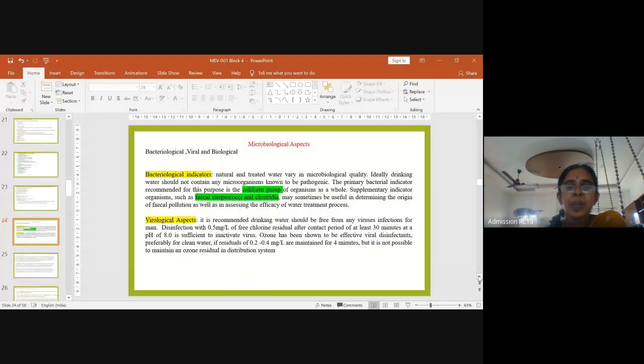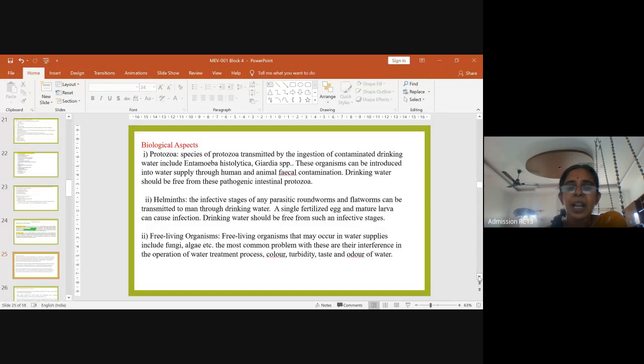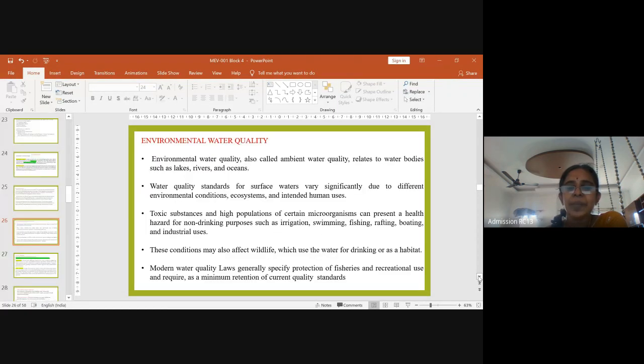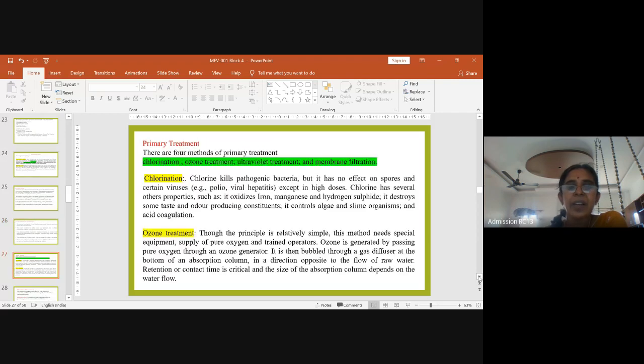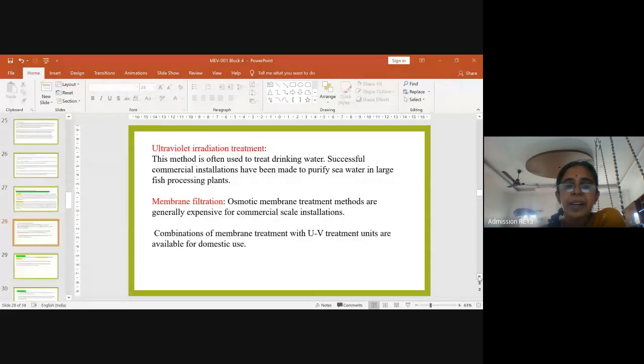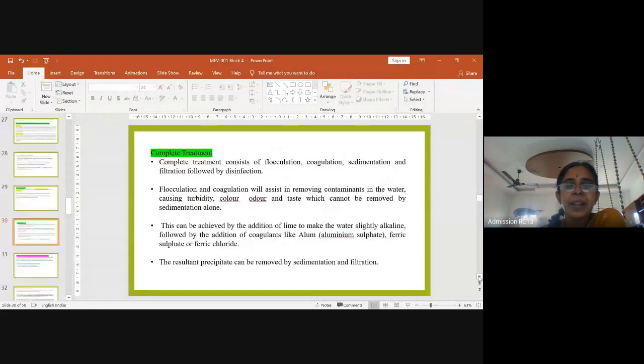Then microbiological aspects include the bacteriological, virological, and biological aspects. And we have discussed the environmental water quality and the treatment of water, which includes the primary treatment, secondary treatment, and the complete treatment or tertiary treatment. So this is the second unit.